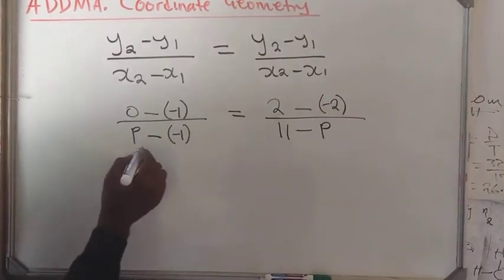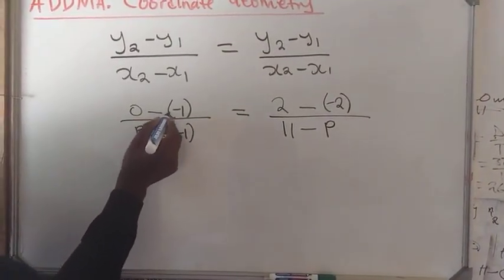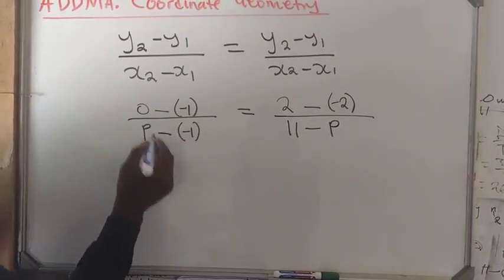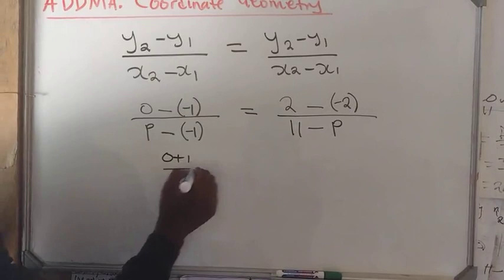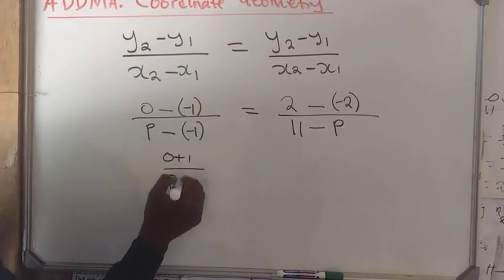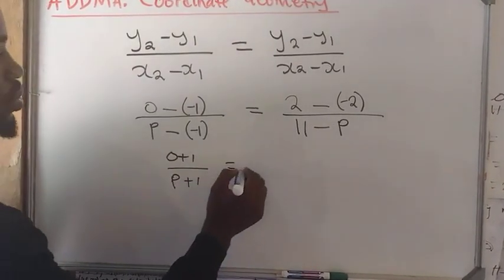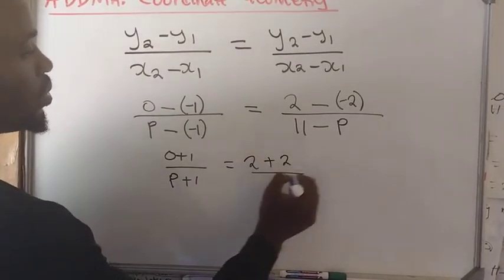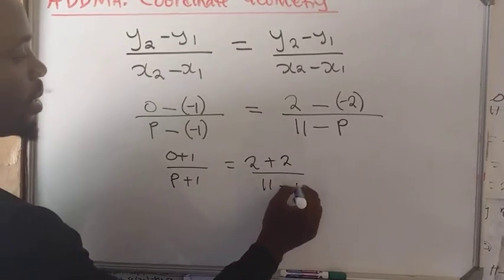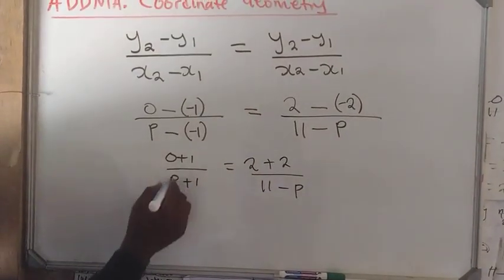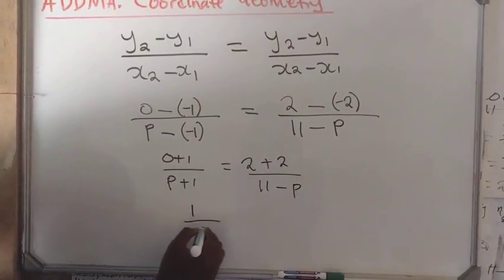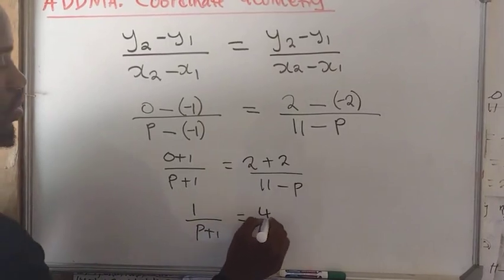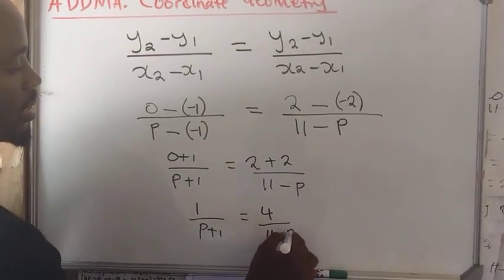expand here. So we know that negative times negative will give us a positive. So this is 0 plus 1. So 0 plus 1 over p, negative negative will give us a positive 1, equal to, here 2, negative negative, positive 2 over 11 minus p. So from here 0 plus 1 we get a 1 over p plus 1, equal to 2 plus 2, 4 over 11 minus p.